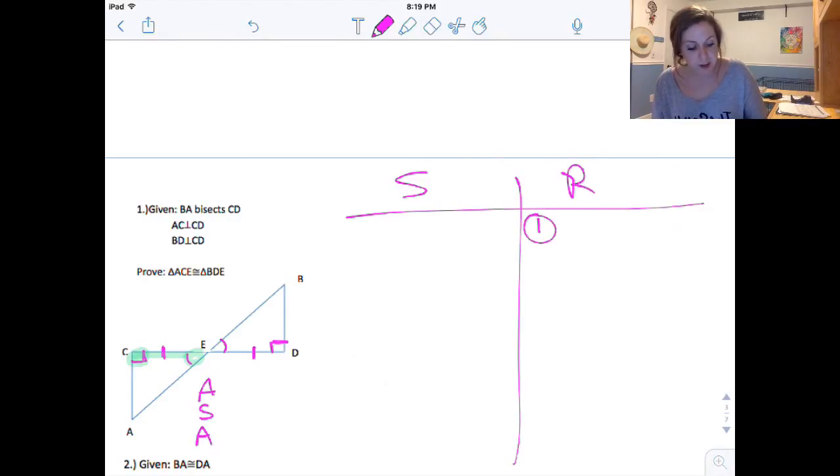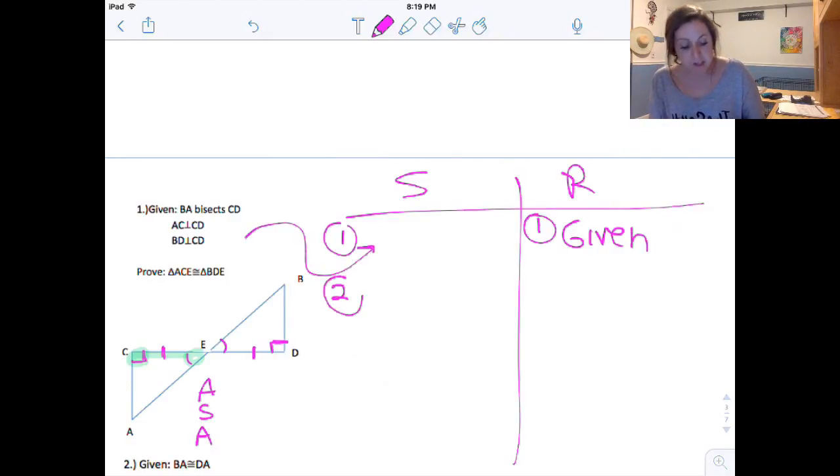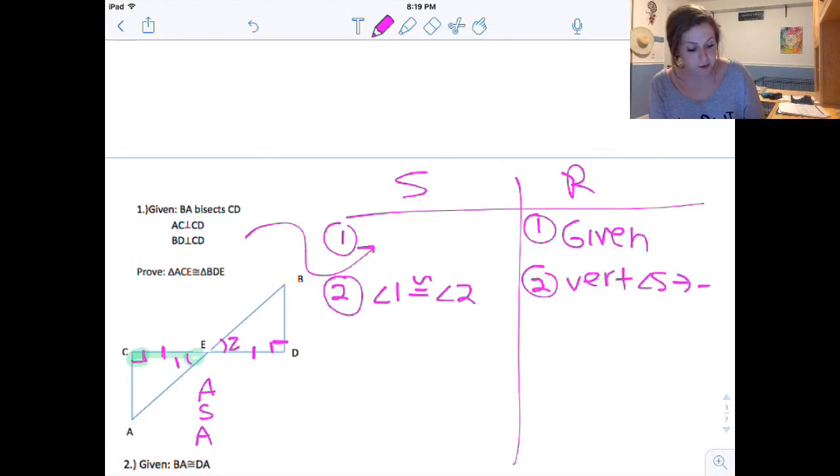So, statement and reason. So number one, again, is your given. Always, every time. Make sure that you're actually copying your given into there. Number two, I'm just going to go in order. So the first thing that I saw, angle-wise, was vertical angles. So I'm going to call this angle 1 and angle 2. Again, you could name it with 3 letters, but a little faster to say angle 1 and angle 2. And those are congruent because vertical angles are congruent angles.